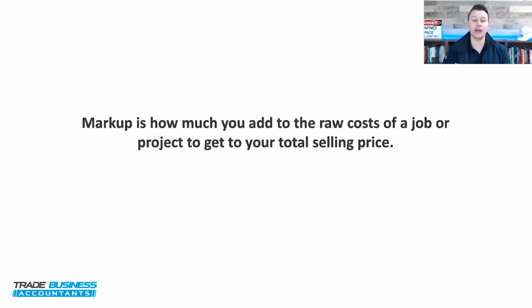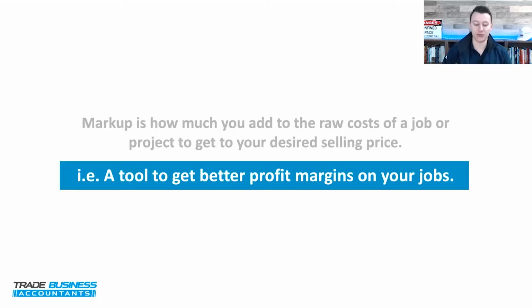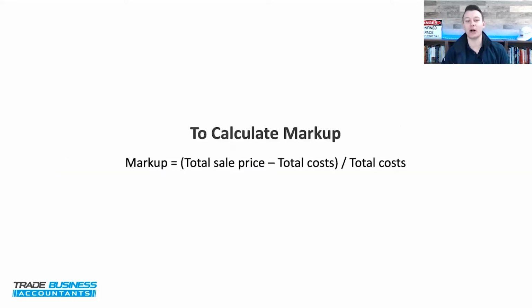And this markup can be completely random, but for best practice, it should be based on a specific predetermined gross profit margin, which we'll touch on in a moment, right? Because this way, markup then becomes a tool that helps you to price your jobs for a specific gross profit margin to make you the money that you actually want to earn. So to calculate our markup, we use the following formula: total sales price minus the total costs divided by the total cost equals your markup. And that's the difference between markup and margin.